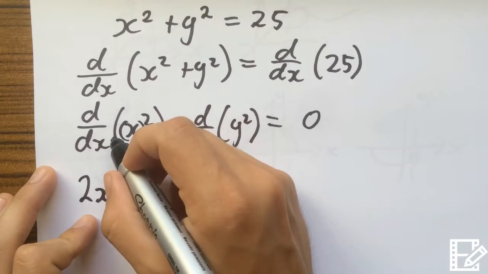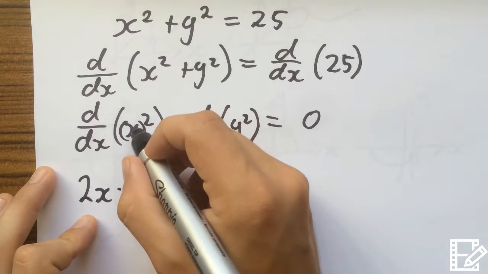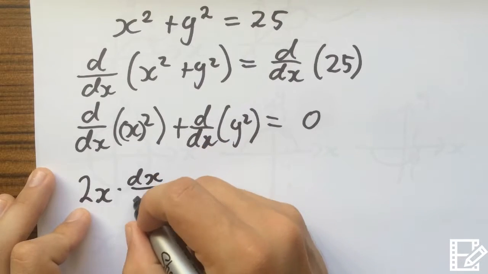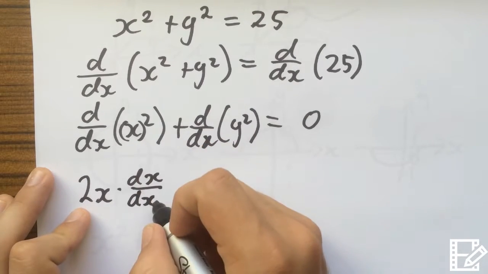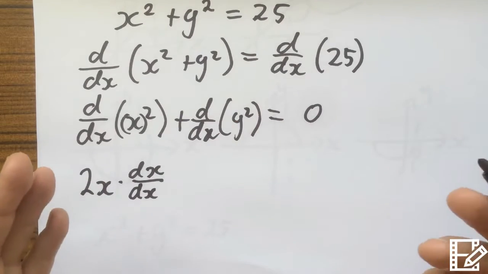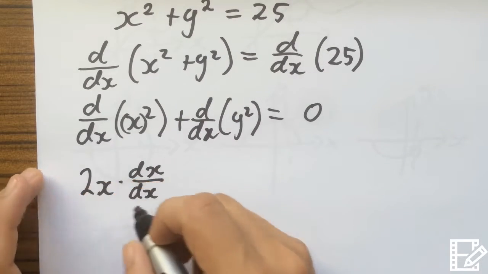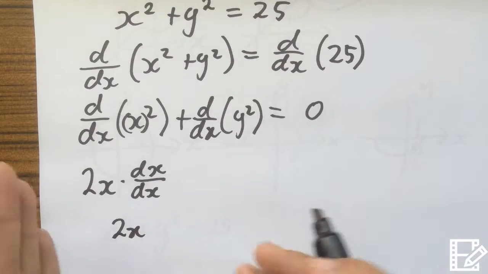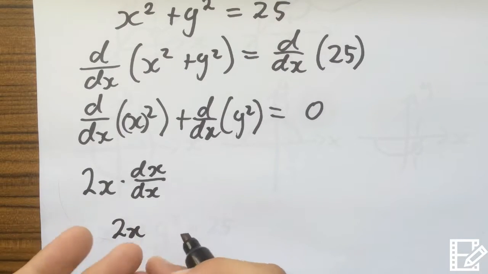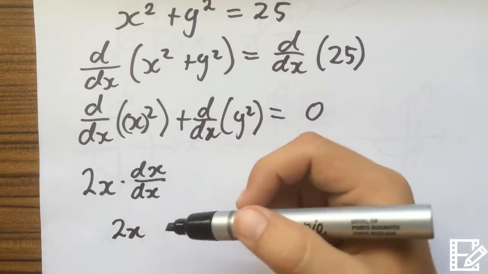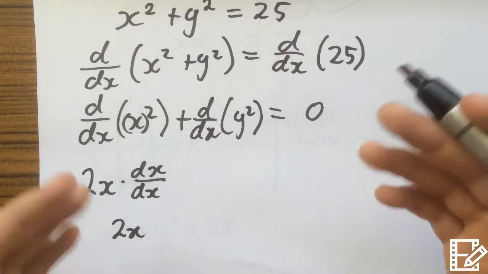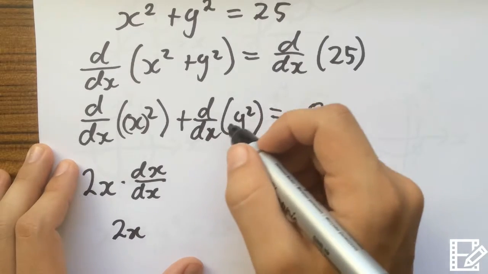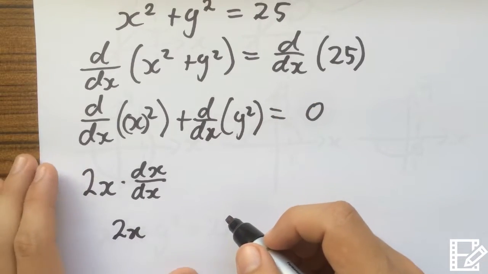So you bring the 2 down and you take 1 off the power, and then you just leave the x there. But if you derive the inside, you get dx with respect to dx, which equals 1. So this actually equals 2x, because dx over dx is 1. So 1 times 2x is 2x. We usually skip that step when we're doing derivatives because it's so basic. But I only bring this in because it's going to help explain what goes on with the y.